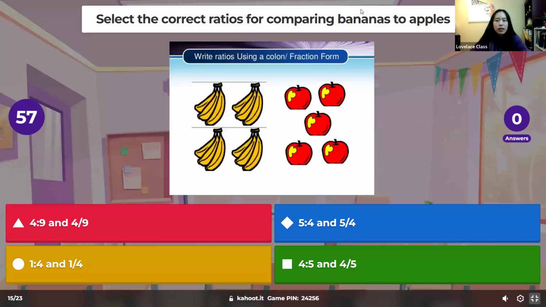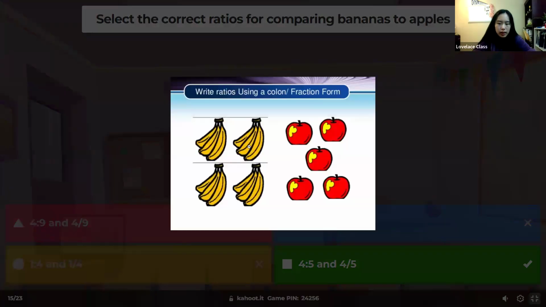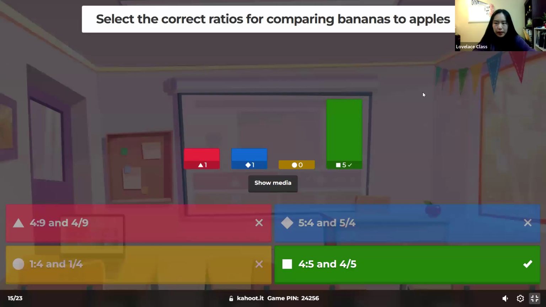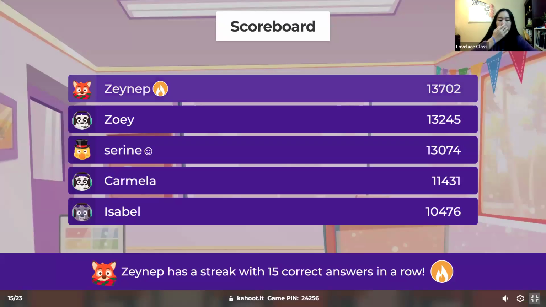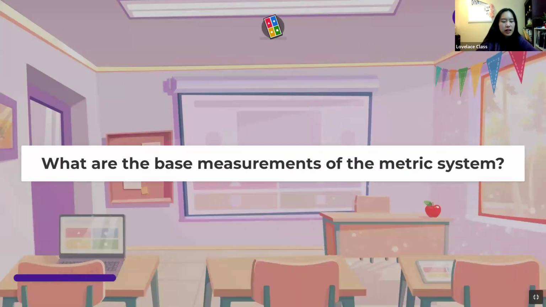Remember the order, it says bananas to apples. Make sure we're reading the order very carefully. Okay, yeah, good job. So it's 4 to 5, 4 bananas to 5 apples. So yeah, again, just the order. Ordering is very important. Good job to everyone on the leaderboard. You guys are doing great.